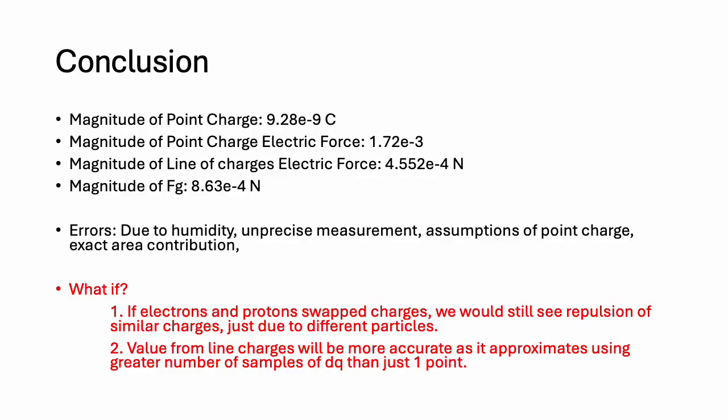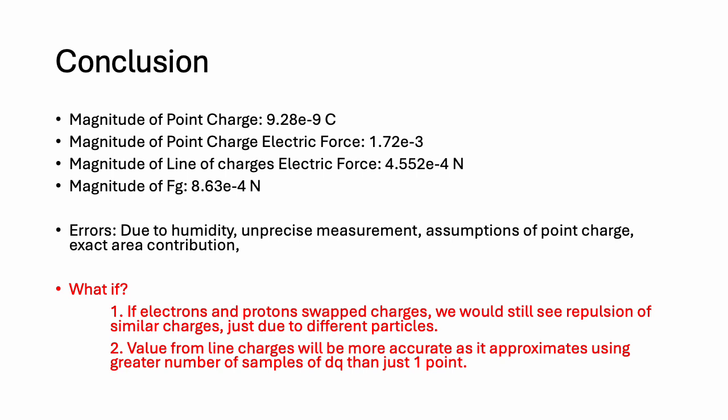So to wrap up, to answer the first question, what if they were swapped, we would still see repulsion of similar charges. It would just be caused by different particles, or the opposite particles. We can see from the second model that we found the magnitude of the line charge electric force was 4.55 e to the negative 4. The magnitude of gravity, which should have been equal in theory, was 8.63 e to the negative 4 newtons.